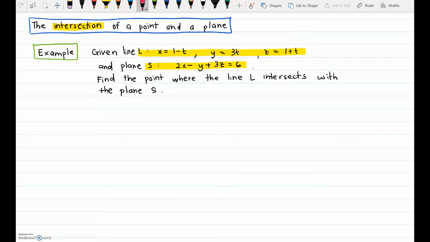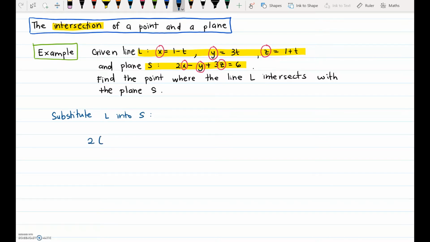In this case we have the similar terms, x, y, z in L, and we also have x, y, z in S. By applying the simultaneous equations, we will substitute the equation of the line L into the equation of the plane S. So we substitute L into S.